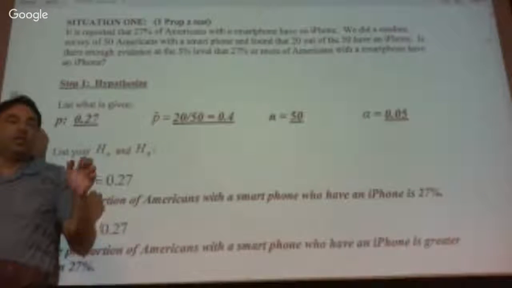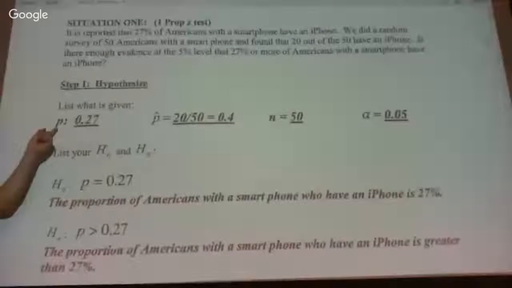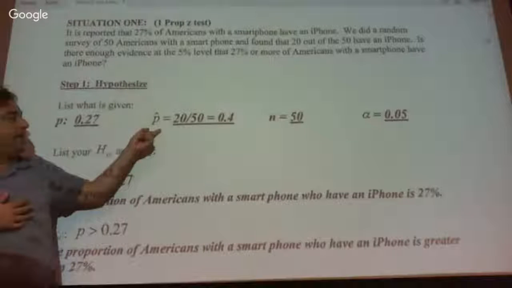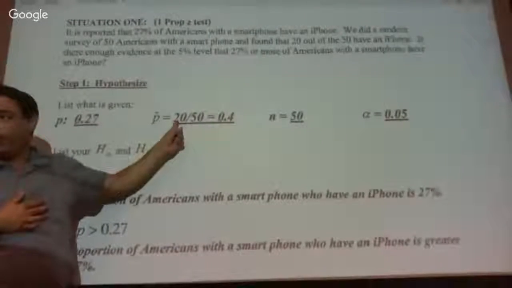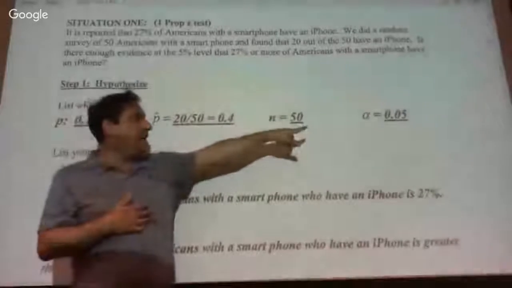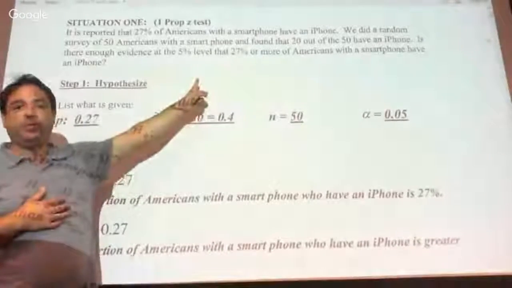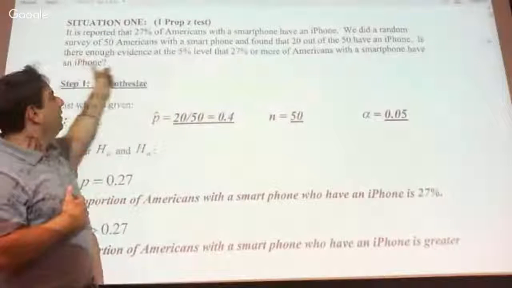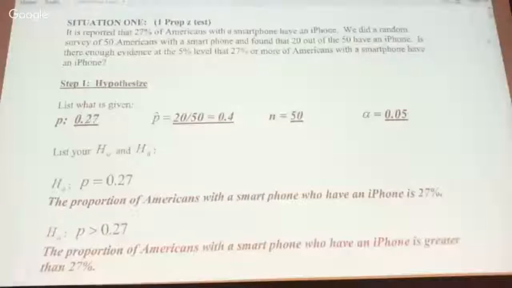We good? So again, I'm not going to work it out for you, but P, we use P, not mu, because we're doing proportions. P is 0.27. P hat is 20 over 50, which is 0.40. Remember, you need the fraction if you want to use the calculator. N is 50. Alpha is 0.05. And is this less than, more than, or not equal to? More than. Are we okay? So everything's in there that we need. Are we okay? Now, I'm just going to fly through it.